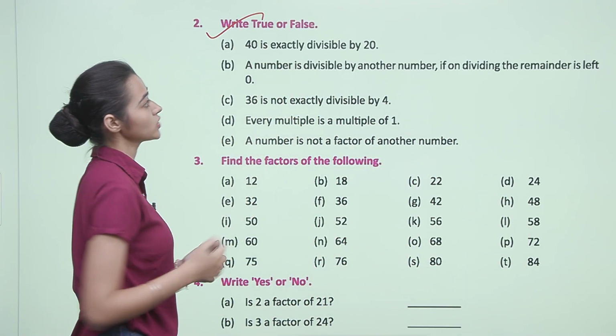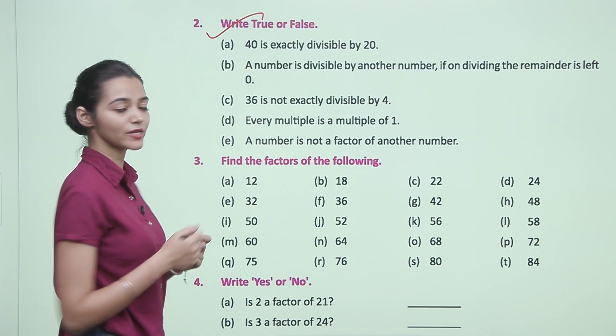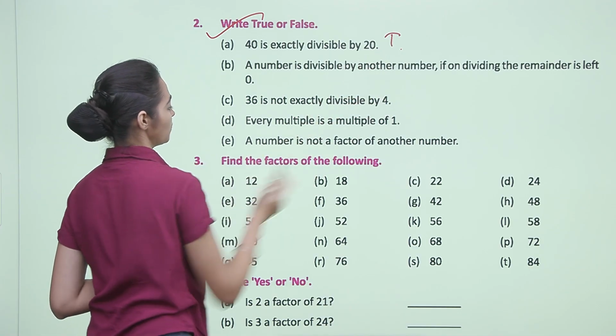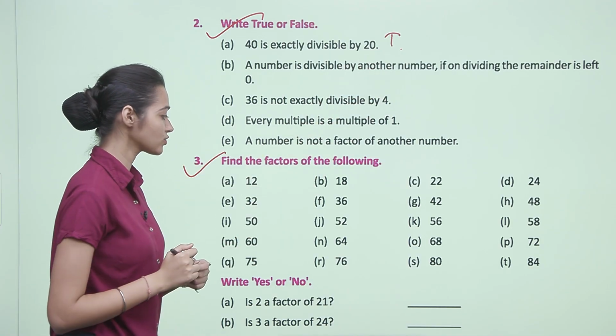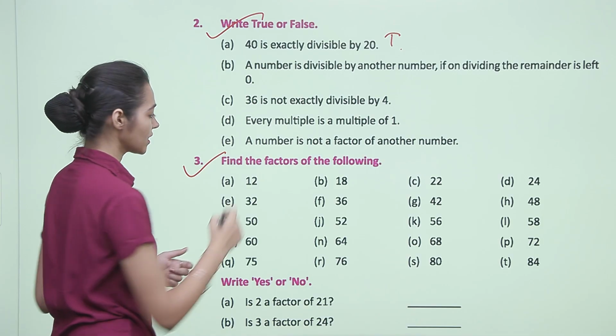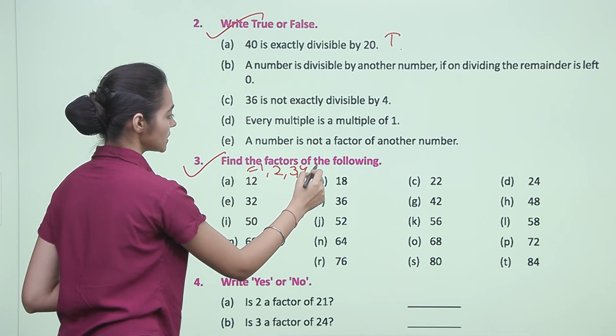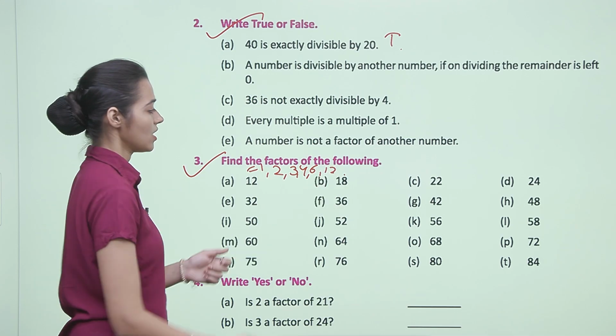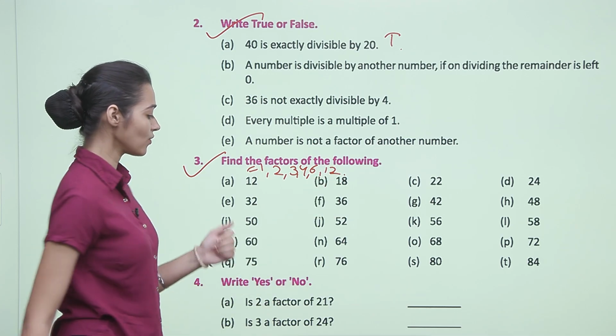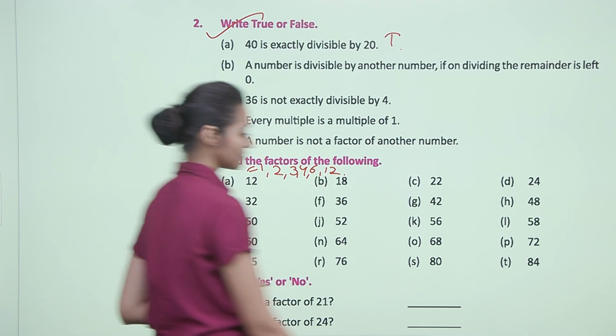In the next one we have to write true or false. Is it exactly divisible by 20? True. In the next one we have to find the factors of the following. The factors of 12 will be 1, 2, 3, 4, 6 and 12. That's how you can complete the remaining part.